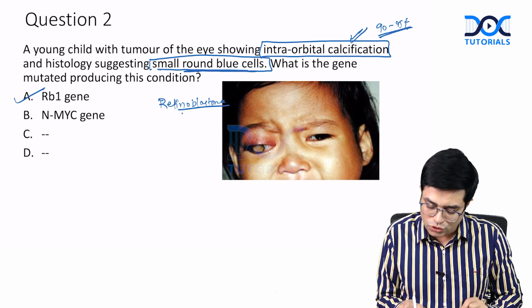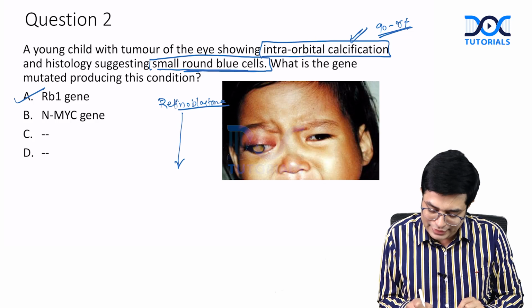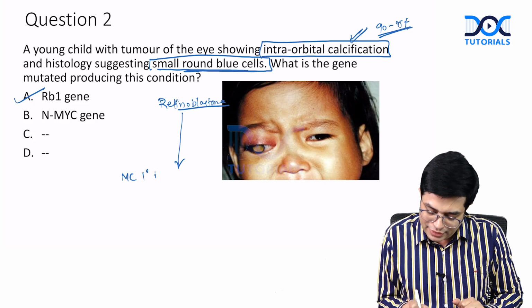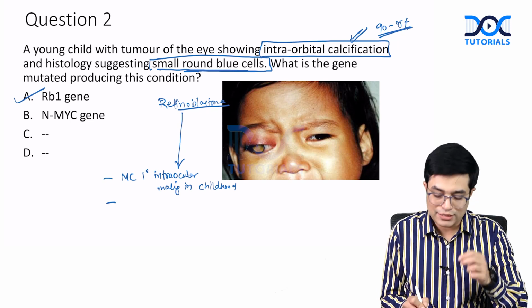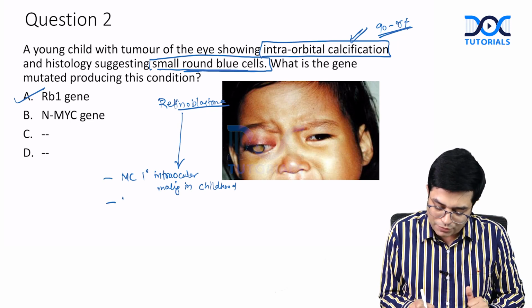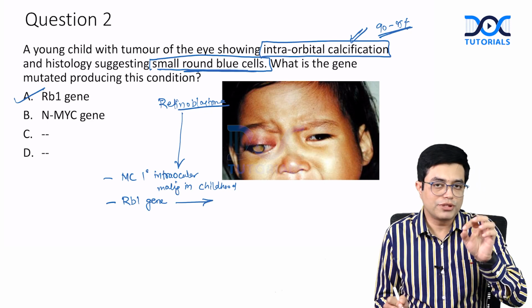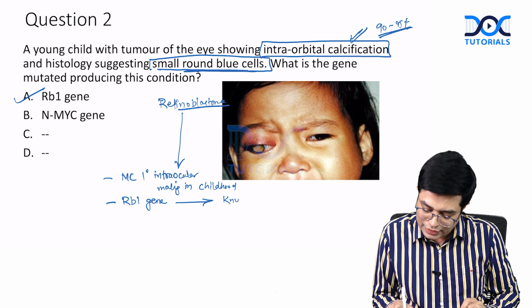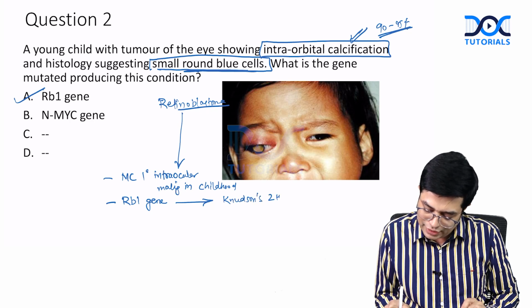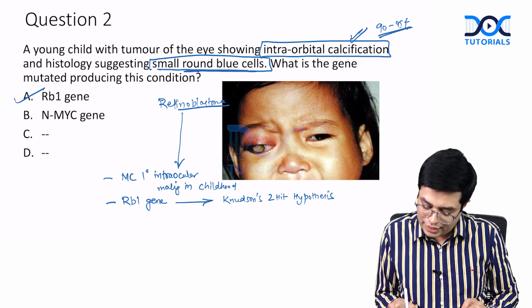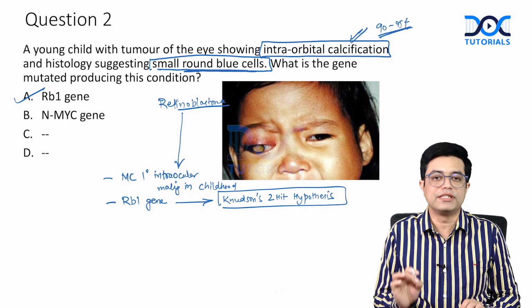So, regarding retinoblastoma, remember the key points. It is the most common primary intraocular malignancy in childhood, right? Second thing about retinoblastoma, which has been asked in the exam, is that the most common gene involved is RB1 gene. This gene follows a pathological concept called Knudson's two-hit hypothesis. So, two types of hits or two types of mutations in the RB1 gene are responsible for producing this condition.